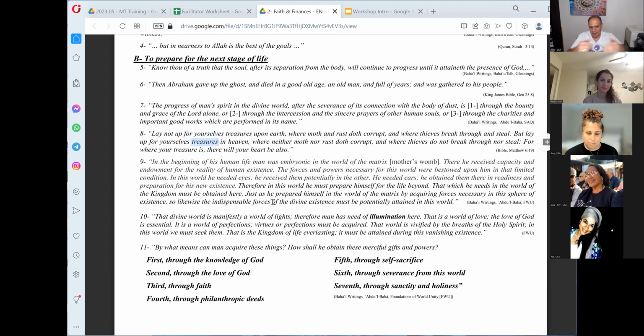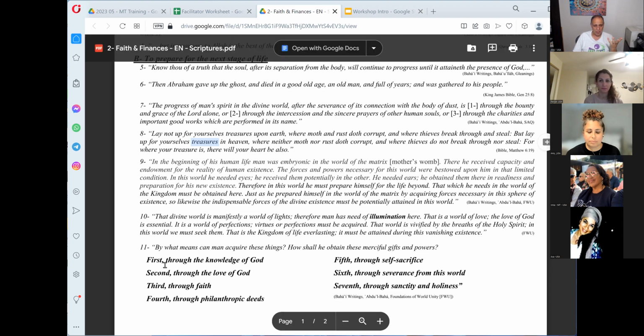Now, what this scripture is saying is that just the same way the baby did that in the mother's womb, now we need to prepare ourselves for the next life. Again, for those that believe that there is a next life. And then it's like, well, how do we do this? I will read number 10 and 11, because it's clear instruction. It cannot get any more clear than this.